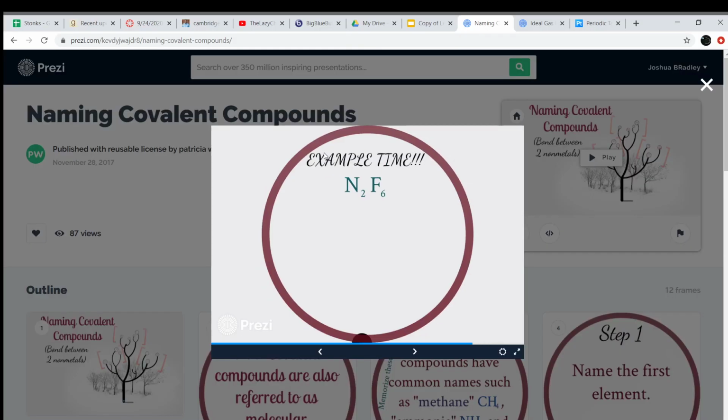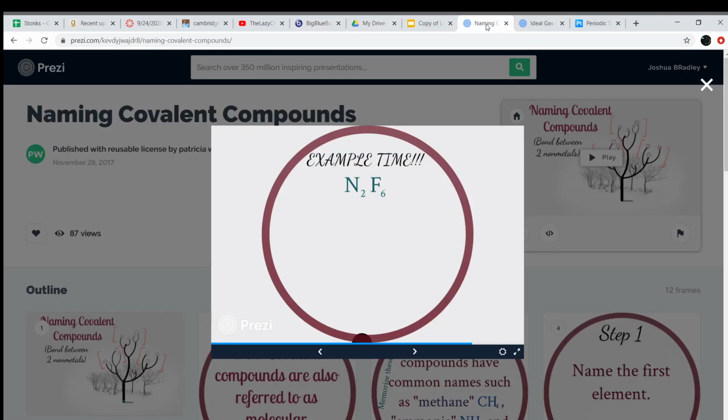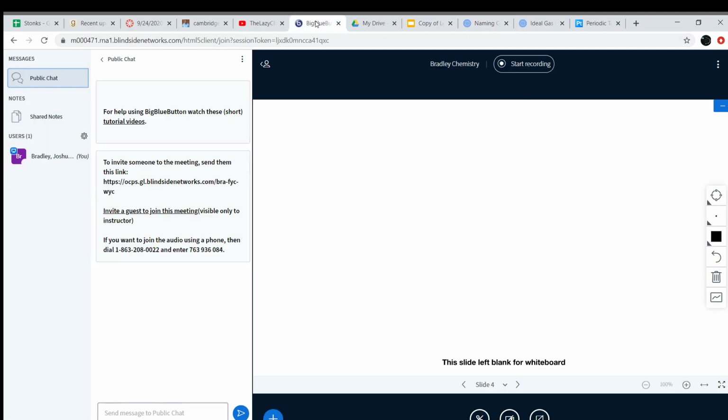All right. Now we're going to go to our big blue button and take a look at it. N2F6. So here we have 2 nitrogens, which means that the name of this part right here is going to end up being dinitrogen.